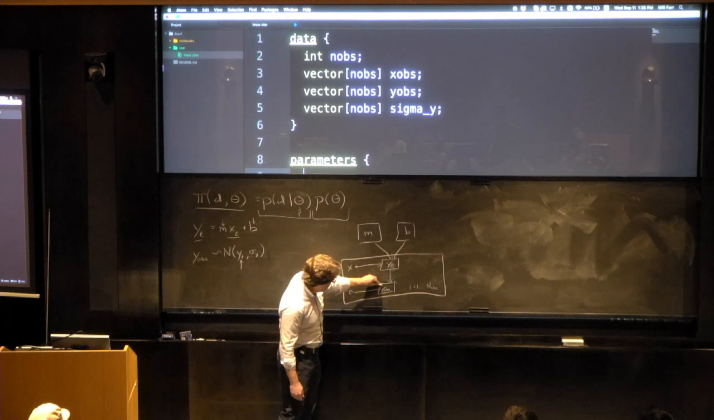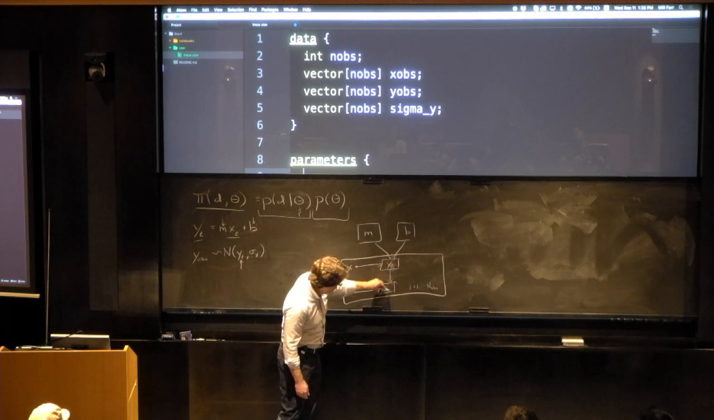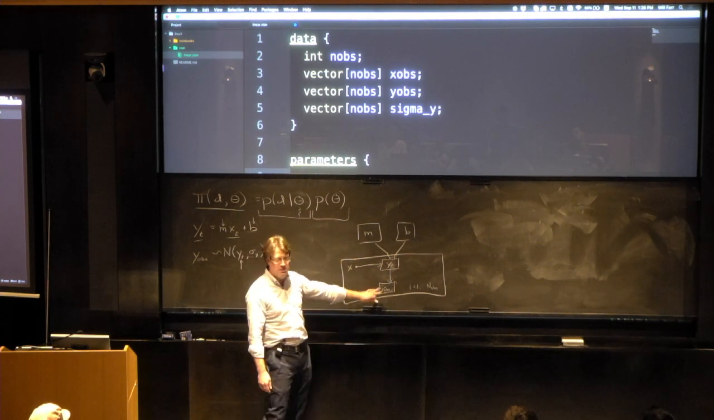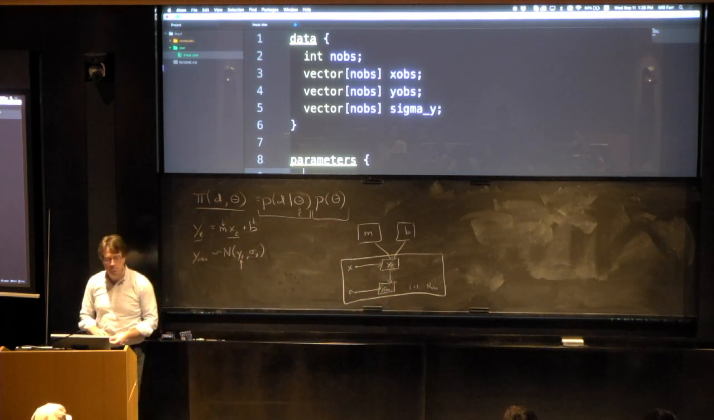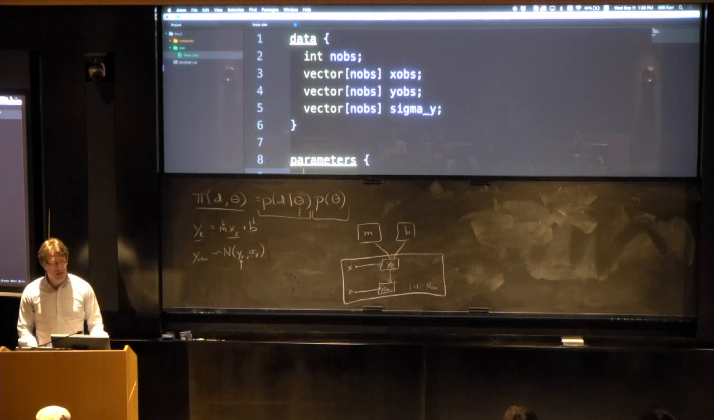So now, if you were drawing it with Daft or something like that, I don't know which library you use, but you would shade that box because this is actually observed. Everything else in here is not. Does that make sense to everybody?